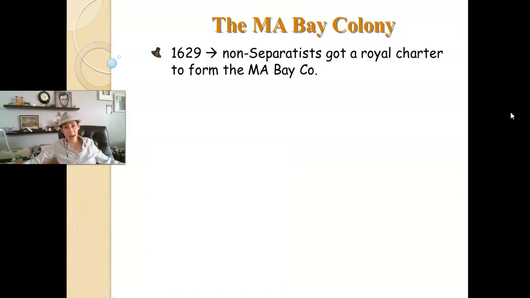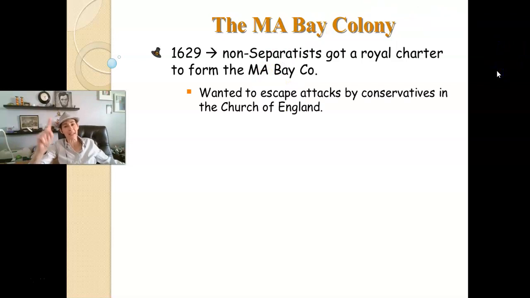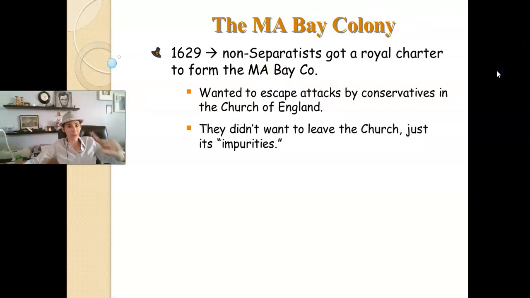So the MA Bay Colony, it has a nice ring to it in Massachusetts. It's the abbreviation for Massachusetts, MA Bay, right? So in 1629, non-Separatists got a royal charter, and they formed Massachusetts Bay. That was the other one in addition to Plymouth. Plymouth was first. That was 1620. In 1629, they get a royal charter, but MA Bay was officially founded in 1630 with John Winthrop. You're going to need to know about John Winthrop, and we'll get to him in a minute.